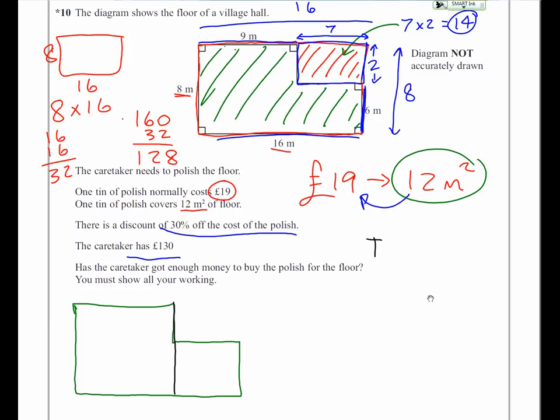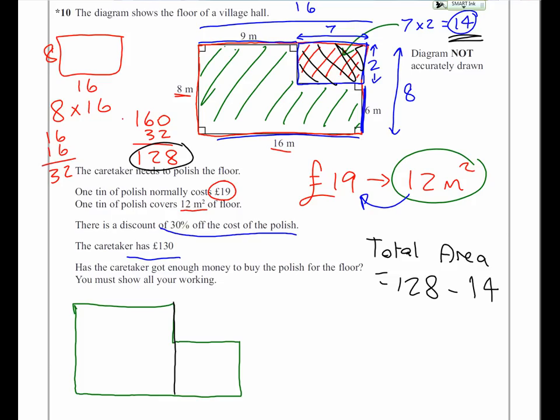So total area equals 128, which was a big rectangle, take away 14, which was a little area. Okay, so that's going to be 114 meters squared. We want to know how many 12s go into it.